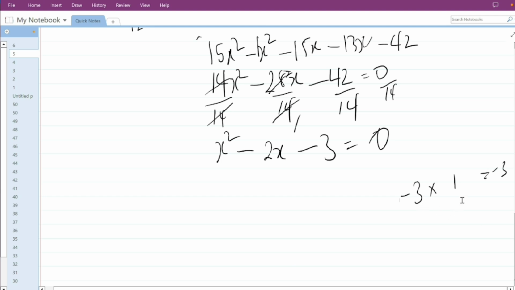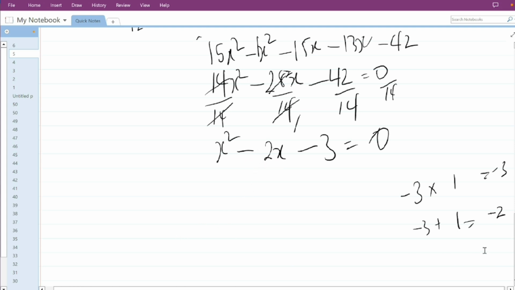So you have minus 3 times 1, which gives you minus 3. Then you have minus 3 plus 1. That means you're owing 3, you're having 1. By the time you pay back, you're still owing 2. That gives you minus 2. It's like a puzzle where you find two numbers that multiply to give you the constant, or the constant multiplied by the coefficient of x squared, and when we add them, they give us the coefficient of the x in the middle.